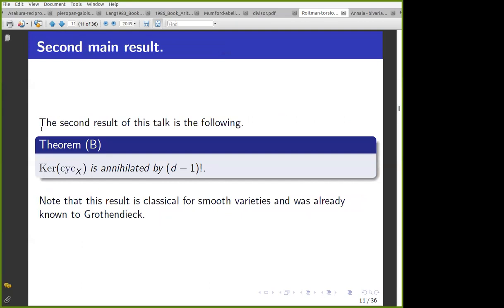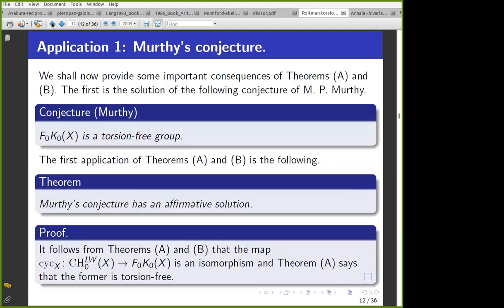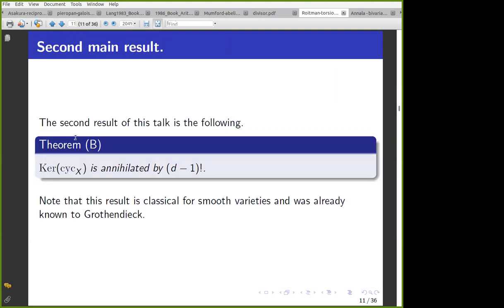Okay, so here is the second result of this talk, namely that the kernel of the cycle class map is annihilated by (d minus 1) factorial. Remember that this result is completely classical if X is smooth, then it was already proven by Grothendieck. But for singular varieties, it was not known whether the kernel is annihilated by this or not. But the answer is yes. Okay, so these two are my main results. It's not clear right at this moment why they are important, but let's see the applications.